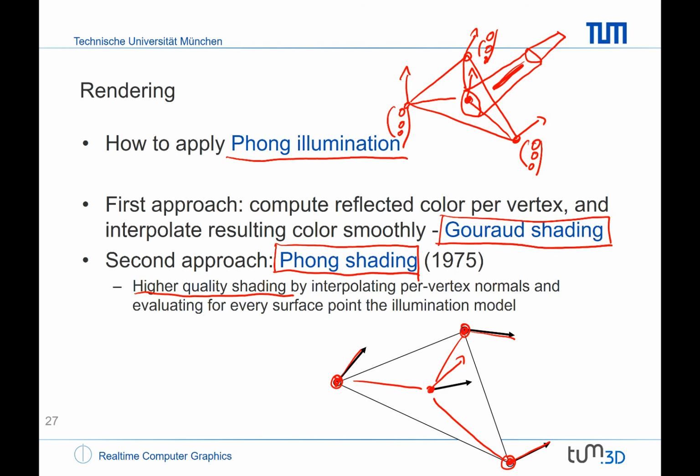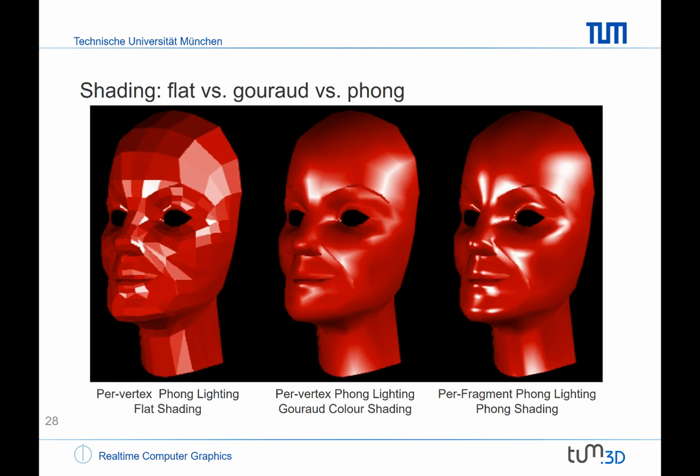So with Gouraud shading, you would not see that highlight here or the illuminated area at all. With Phong shading, you get a nice and smooth shading, including that highlight in the interior. Let us look at some images demonstrating the differences. And keep in mind that in all three examples here, we perform Phong illumination.